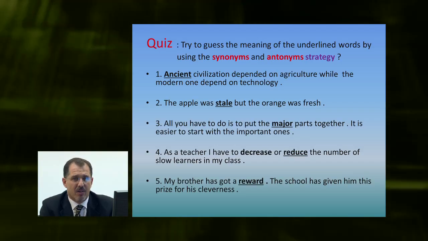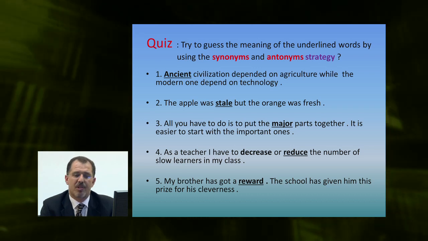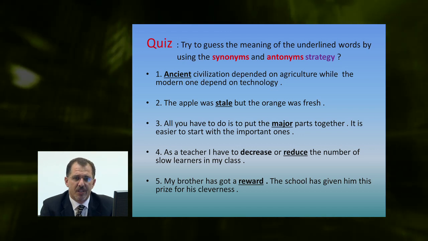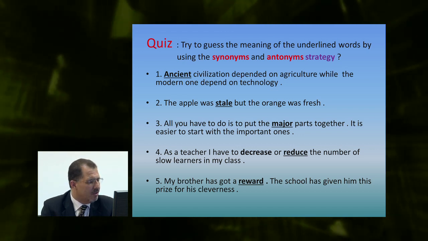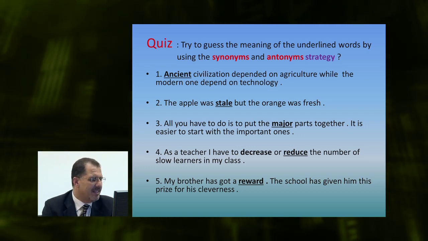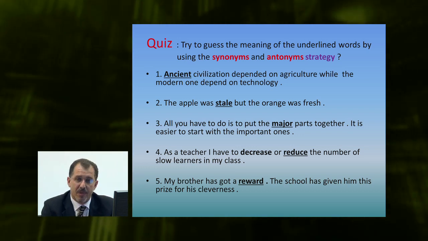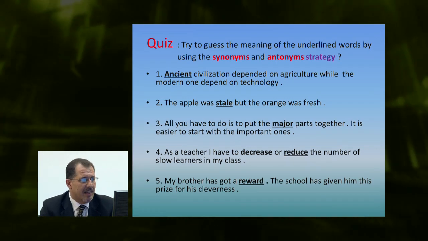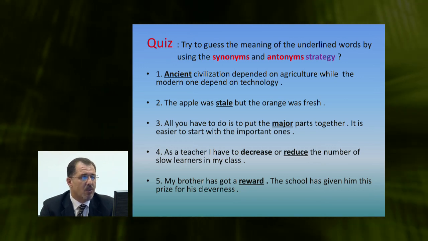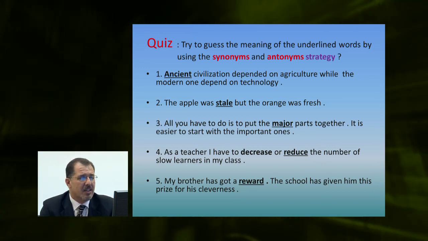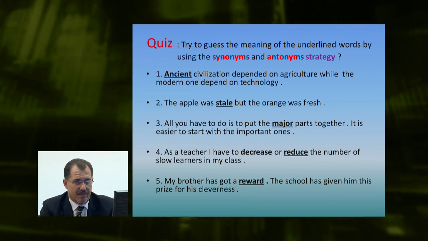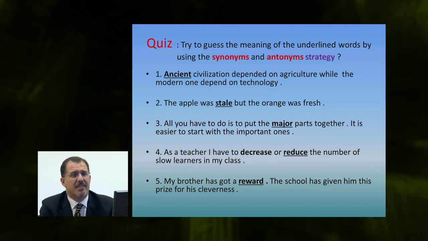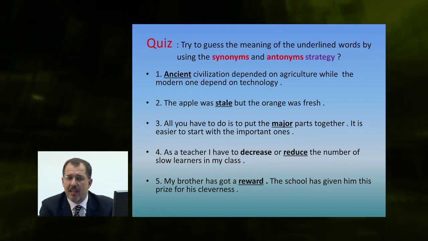I want you please to try to guess the meaning of the underlined words. In sentence number 1, you are going to guess the meaning of ancient. In number 2, stale. In number 3, major. In number 4, reduce. And in number 5, reward. But let me tell you something. In all these sentences, especially in numbers 1, 2, 3, and 4, you don't have antonyms and synonyms given, let's say, in colors. You have to find the antonym. You have to find the synonym. After that, use the synonym or the antonym to guess the meaning of the underlined words.